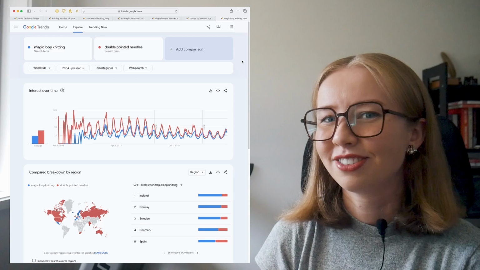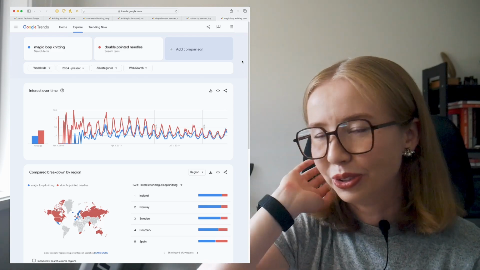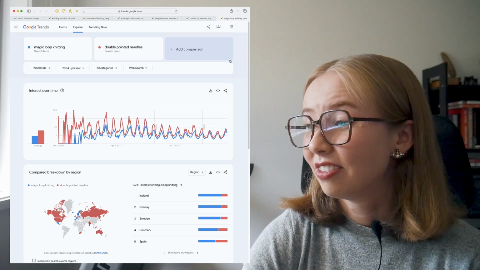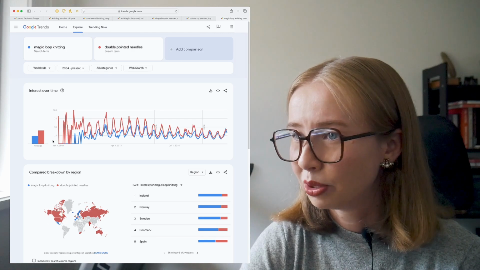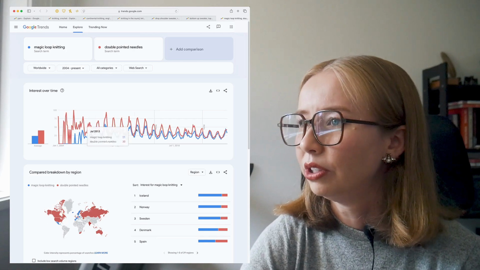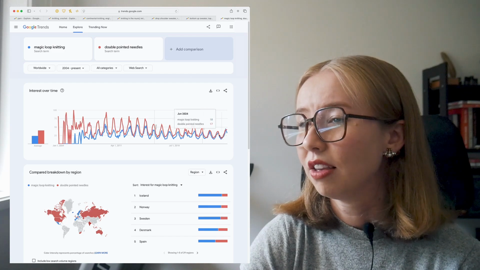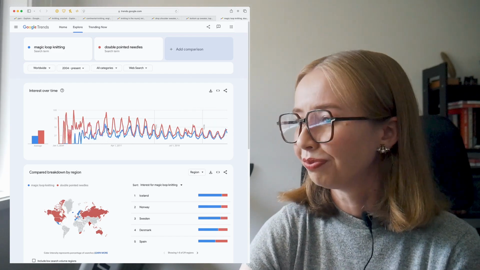And double pointed needles don't really have a name for the technique. It's just a name for the tool. But this was the best comparison I could get. And you can see they're actually really, really close. I think double pointed needles pull ahead just a little bit overall, but they're pretty much even over the last few years. I guess double pointed needles were maybe a little more popular maybe 10 years ago.